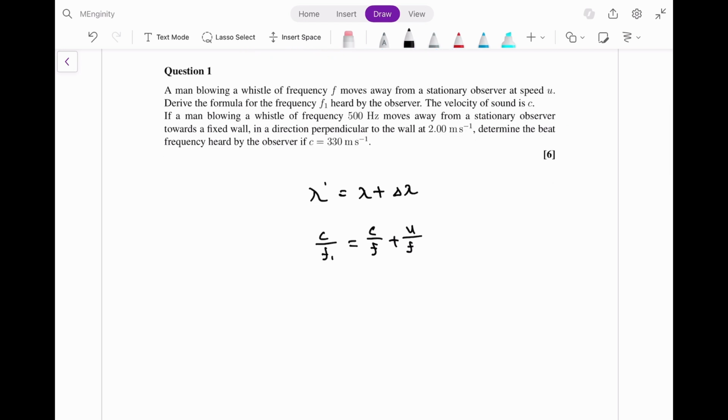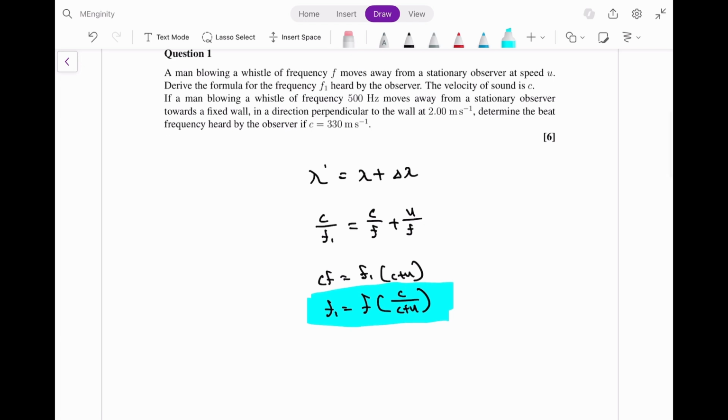Okay, so then what we have to do is simply solve for f1. We can multiply both sides by f and f1, which gives us c f is equal to f1 times (c plus u). And so f1 is simply equal to f c over (c plus u). And this is simply the equation for f1, the observed frequency.